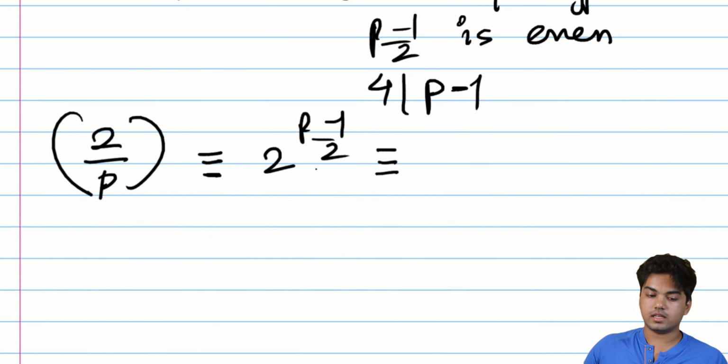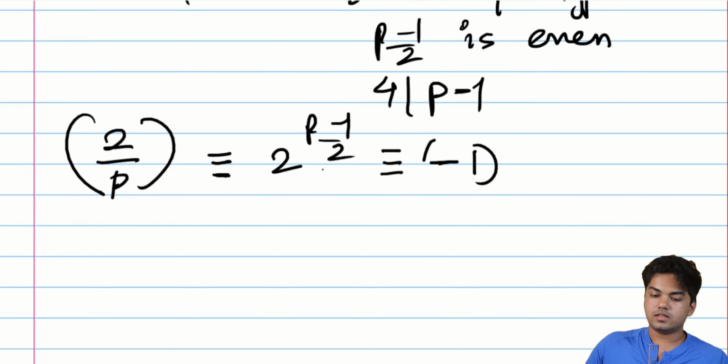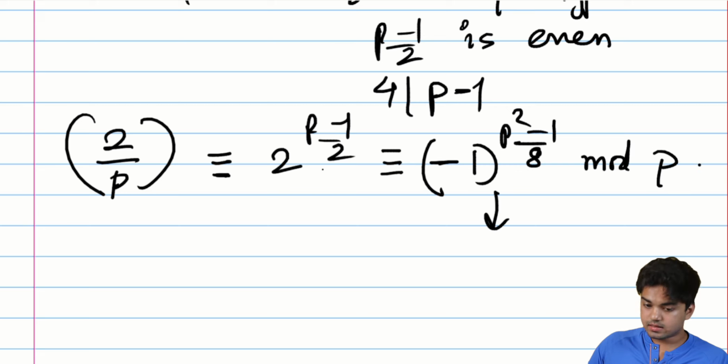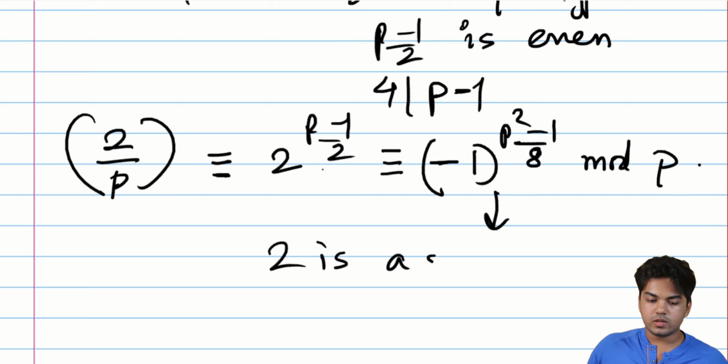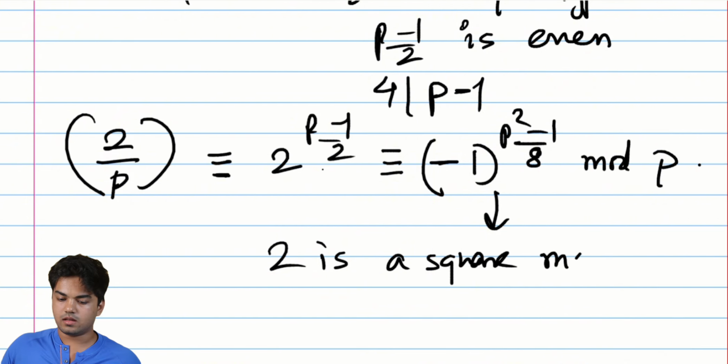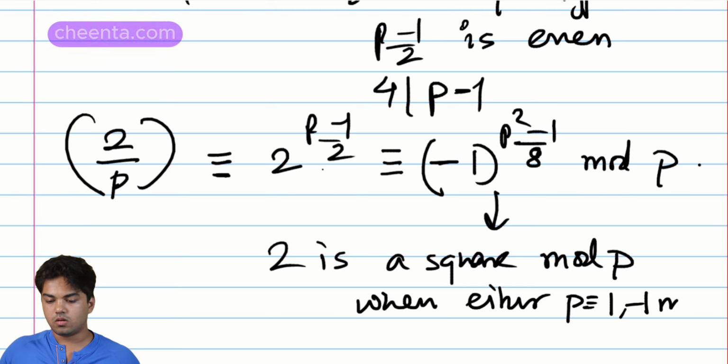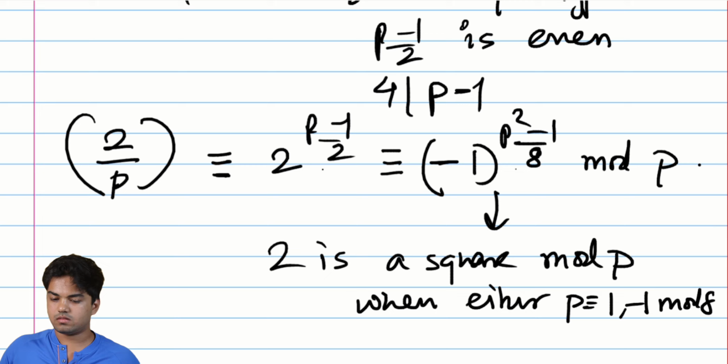You have a much more satisfactory result, which is minus 1 to the power P squared minus 1 by 8 mod P. This is equivalent to saying that 2 is a square mod P when either P is congruent to 1 or minus 1 mod 8. You can see that that's what it translates to. So 1 or 7 mod 8.